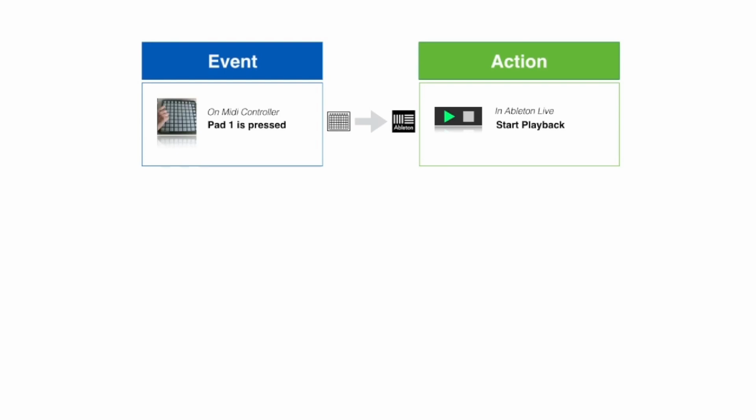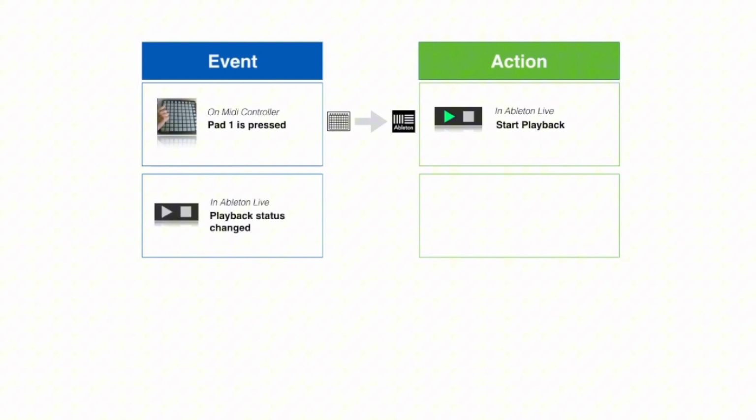What if you then wanted the LED on your pad to light up when the playback status changes in Ableton? To do this, you would add a second reaction. This time you would select the Ableton event playback status has changed, and the action is to light up a pad's LED on the MIDI controller. This would be an Ableton to MIDI controller reaction.